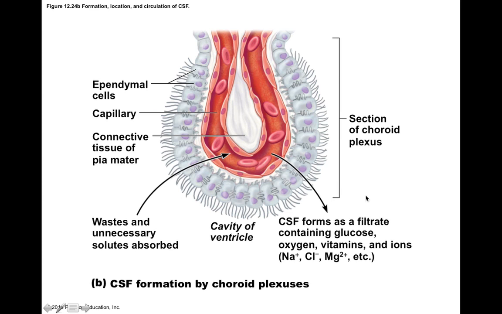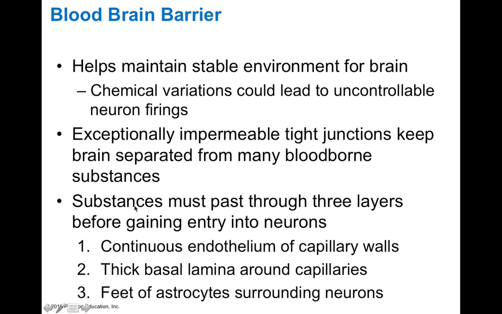Now this would fill the ventricles of your brain and then basically flow throughout the ventricles because they're waved by the cilia here that are on these ependymal cells. Now, choroid plexus also helps to reabsorb wastes and other unnecessary solutes, which keeps your cerebrospinal fluid clean.